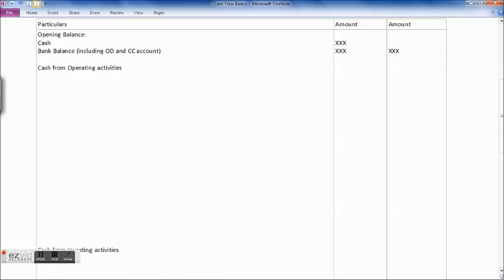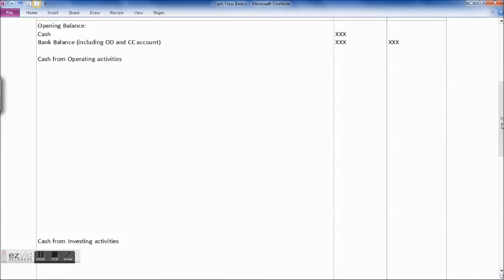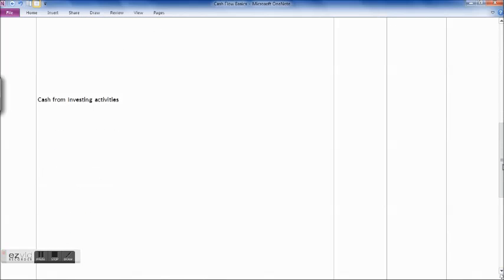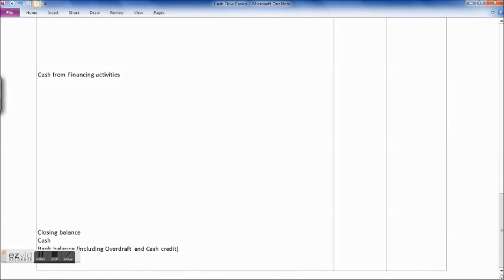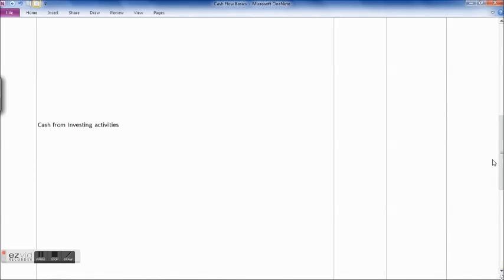Then, how is it analyzed? You have to bifurcate all the cash inflows and outflows into three basic activities. One is cash from operating activity, the other is cash from investing activity, and the third is cash from financing activity. Once all these adjustments are made, whatever is the final addition and subtraction, you should get a closing balance of the total of cash and bank balance including overdraft and cash credit as at the end of the period considered. So it should match with the closing balance. Now let's take all these activities one by one.